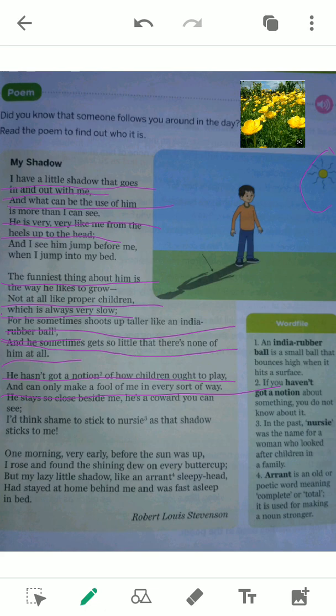He says, "He stays so close to me that he is a coward, you can see." Whenever the child plays, the child needs to be courageous and strong. But whenever the child plays, the shadow stays very close with him. Have you seen anybody, any of your friends, who stays close with you when you play cricket? No, no. But the shadow stays close with him, so for this reason the child thinks that his shadow is such a coward that he doesn't know how to play, and he is afraid of playing.